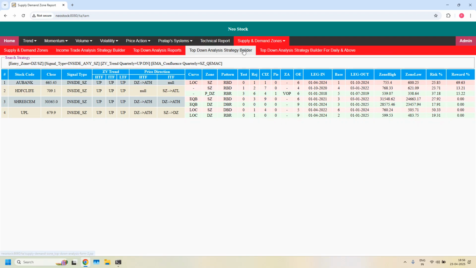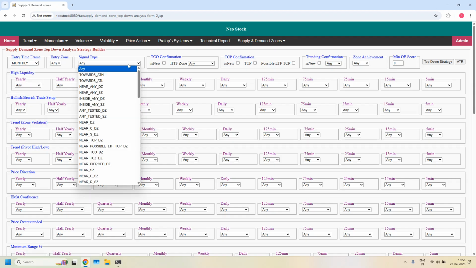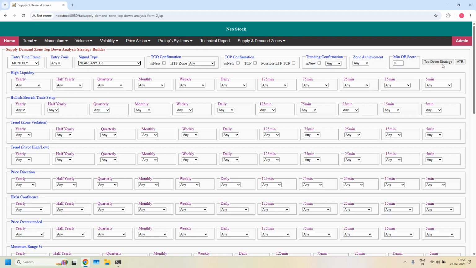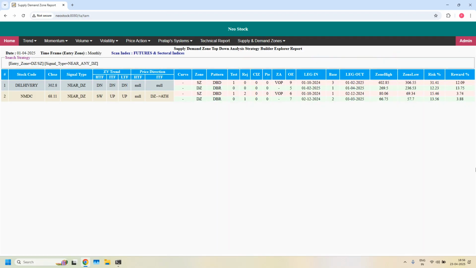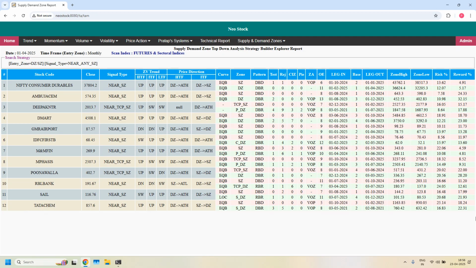Okay, next time frame is monthly. Stocks near monthly demand zone, we got 2 stocks. Next, stocks near monthly supply zone, we got 12 stocks.